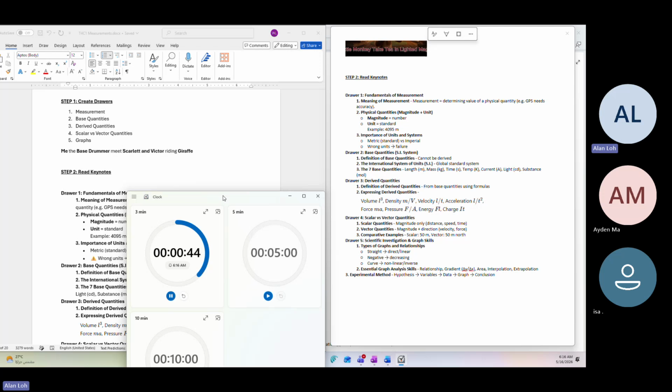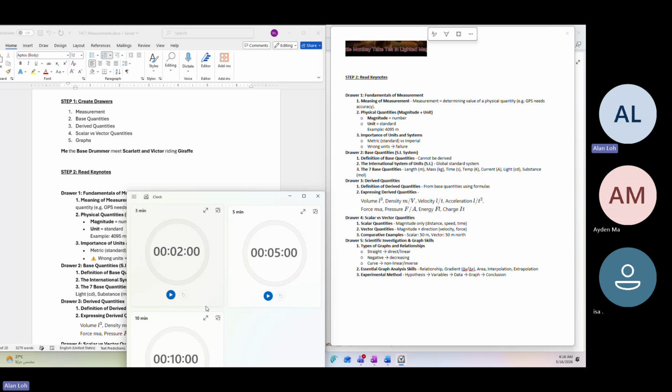45 seconds. You should be in drawer 3 or 4. Ten seconds. If you have finished reading, you can reread it if you want.